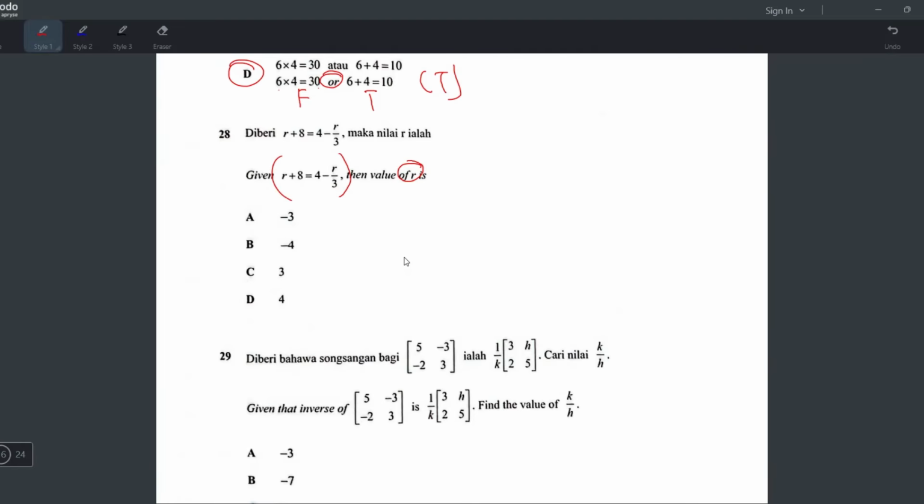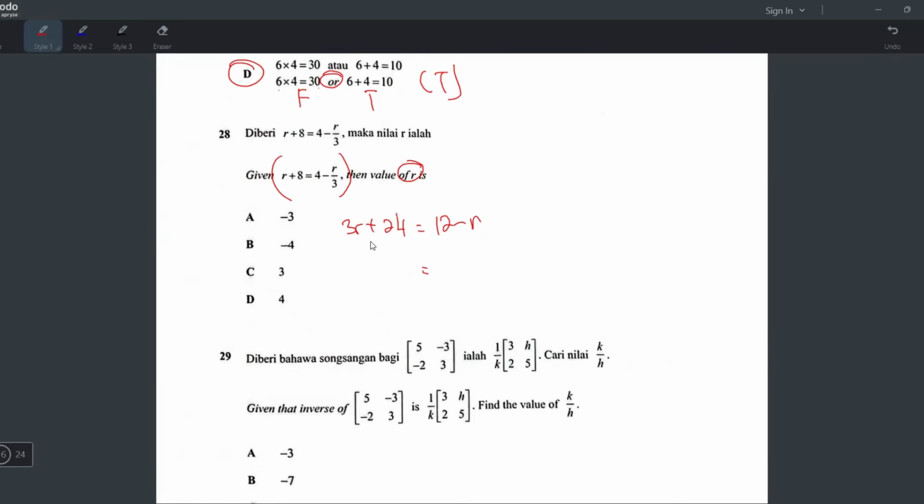So what I will do is I will multiply everything by 3. And my intention is very simple. I just want to get rid of the fraction. So times 3, 3R. Times 3, 24. Times 3, 12. Times 3R. Because when you multiply by 3, the 3 cancels already, right? Okay, now it's easy to do because no fraction already.